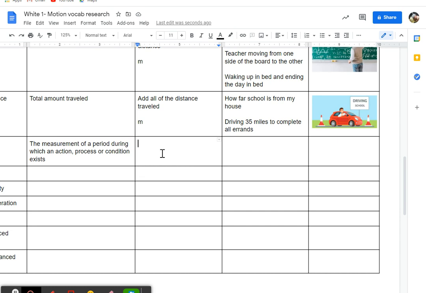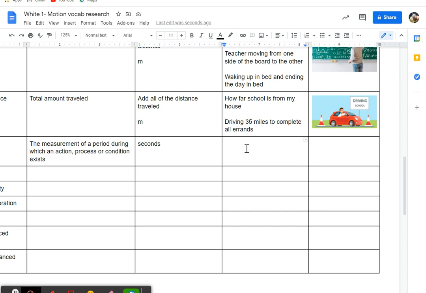All right, so again, I already told you guys there's no formula for this one. We could use like our stopwatch or whatever to measure the time. But what do we measure time in? Seconds, right. So you just need to write seconds for that second box. All right, what are some examples? When will we use time?